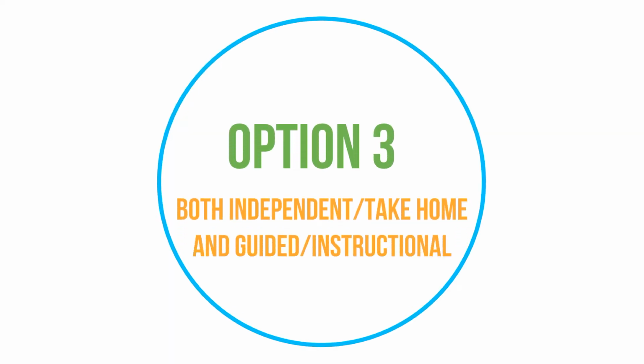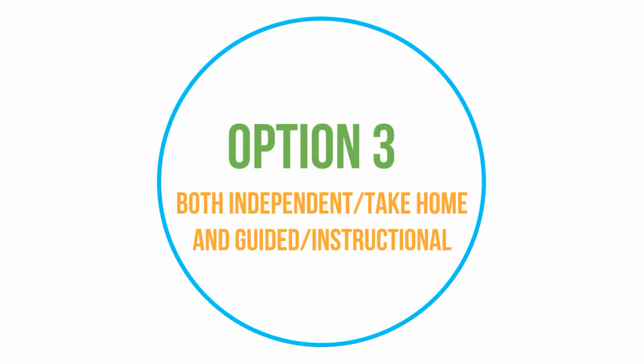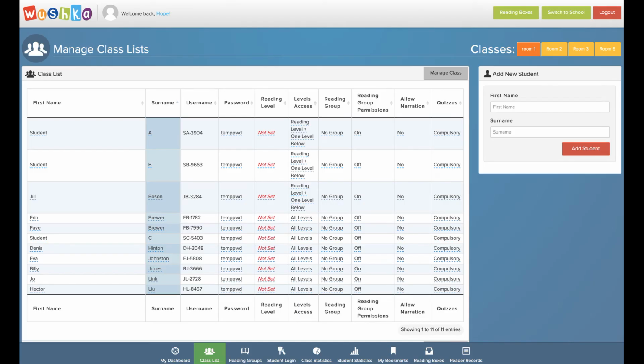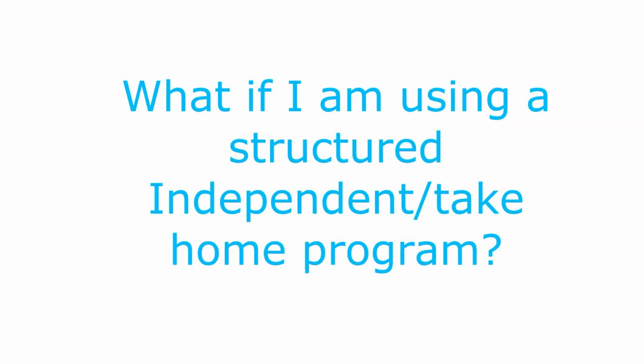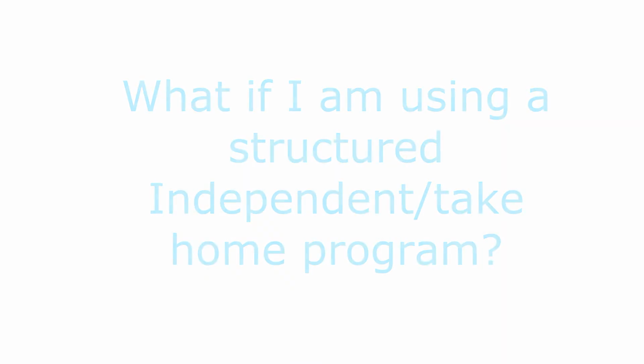Option 3. You would like to use Wushka for both independent take-home and guided instructional reading. To do both reading programs, you would need to make sure you have all 4 of those columns completed: reading level and level access for independent take-home reading, and reading group permissions for guided instructional reading. What if I am using a structured independent take-home program?